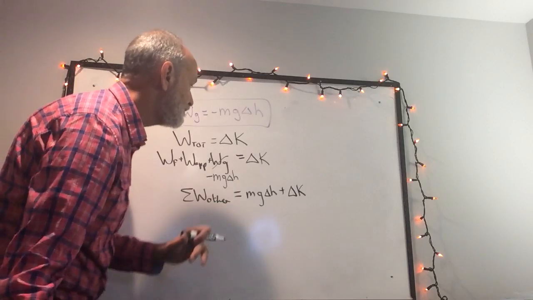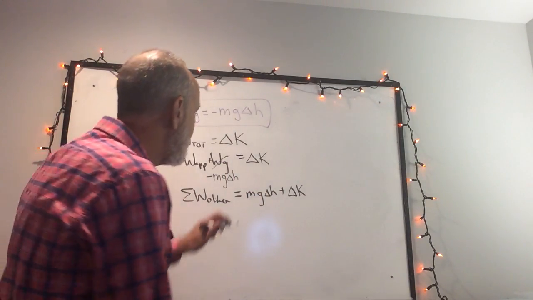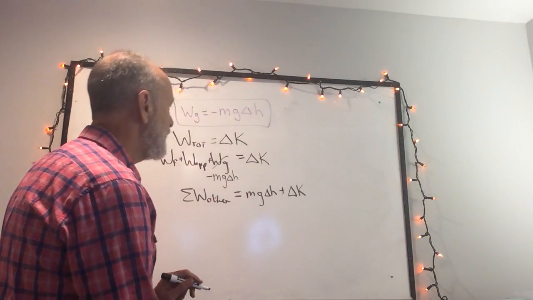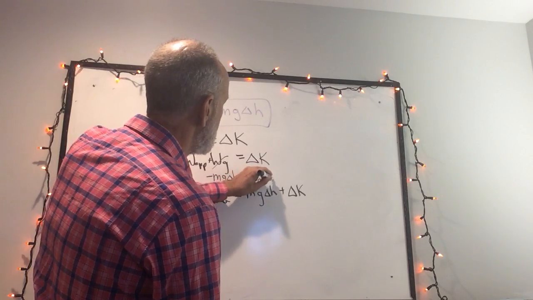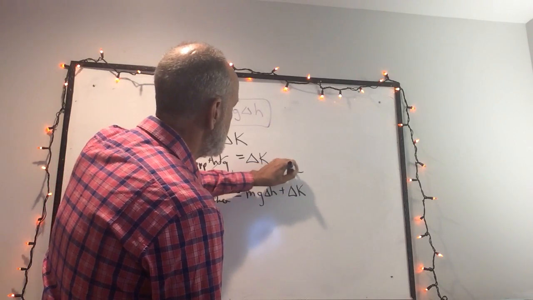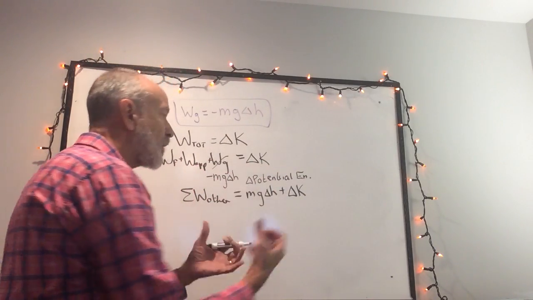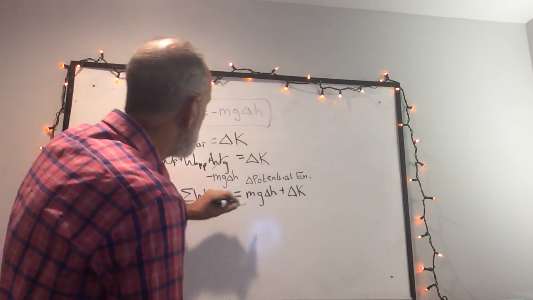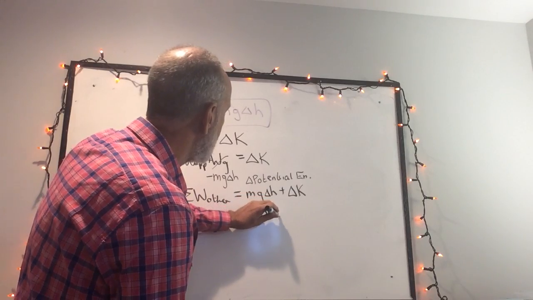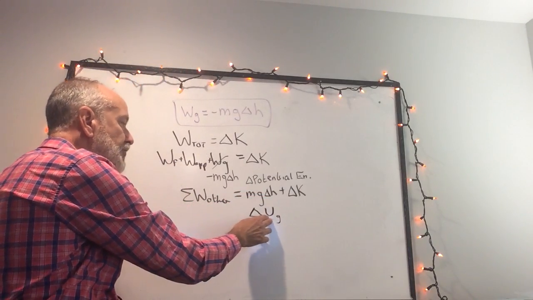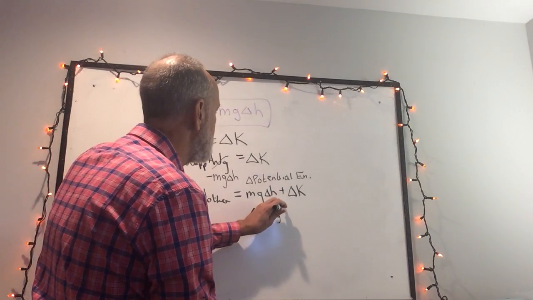And in fact, we use this so often that we give this a special name. It's kind of a fake again. We call it potential energy. Change in potential energy. And in fact, this is the change in gravitational potential energy, which we're going to call delta U with a little g.